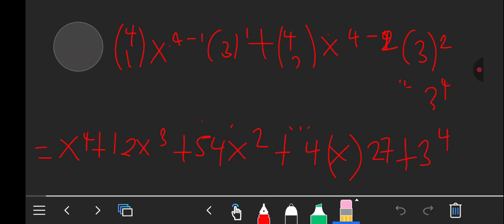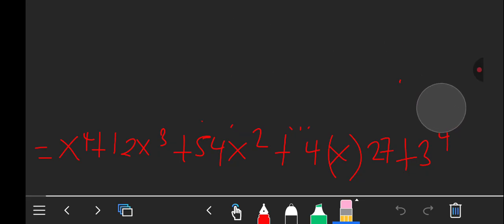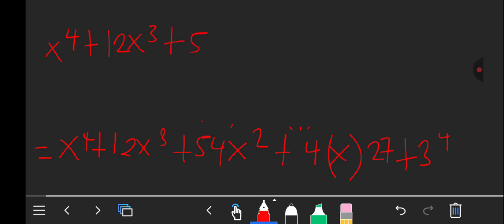So now you can evaluate this. You can evaluate this as x to the power 4 plus 12 x to the power 3 plus 54 x to the power 2, then 4 times 27, which is 4 multiplied by 27. You can just find it, 27 by 4.